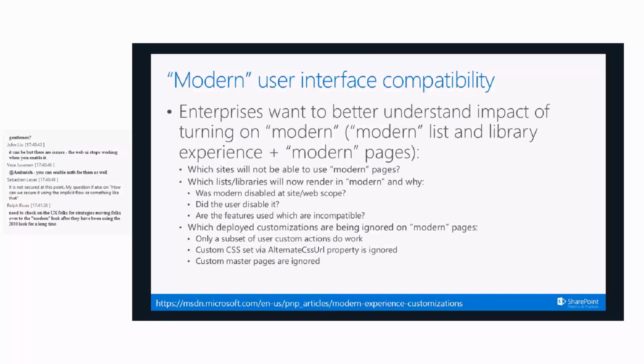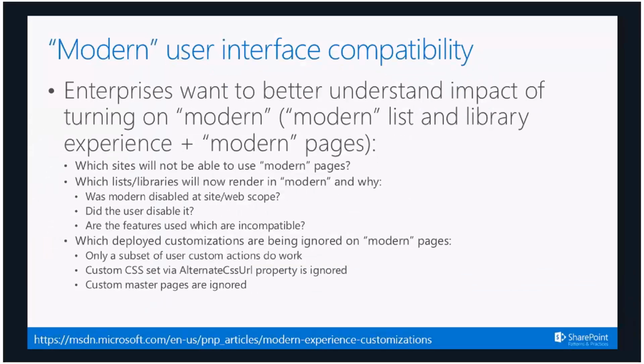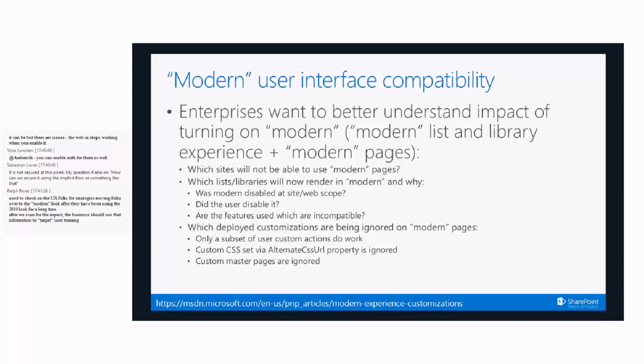The scanner is there to answer those questions. Let's say I enable modern pages or I have it enabled. How can I know which sites are not able to use them? Same for lists and libraries. It has been enabled, but a user could have disabled it at the user level. An administrator, site admin, could have turned it off at site or web scope level. The particular list or library might have features which are not compatible with modern, and as such, the list will render in classic UI. So these are questions that really keep big customers awake.